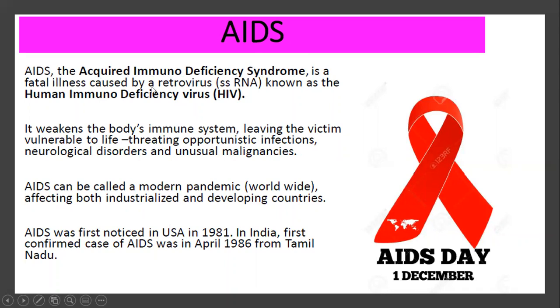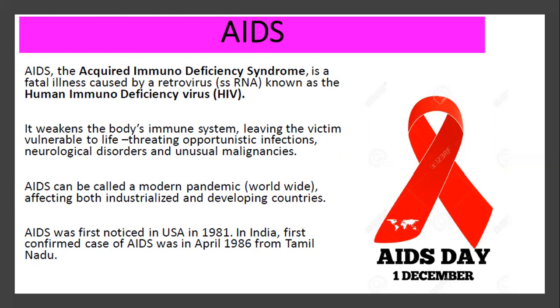Okay. It is caused due to a retrovirus. Now why do we call it retro? Retroviruses are those viruses which have ssRNA, that is single stranded RNA. So those which have single stranded RNA are called retroviruses, and HIV is one among them. It is called human immunodeficiency virus. Okay. Now, what exactly does it do to the body? It weakens the body's immune system, leaving the victim vulnerable, meaning prone.